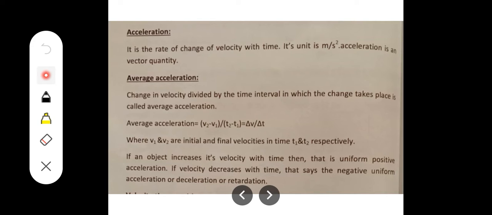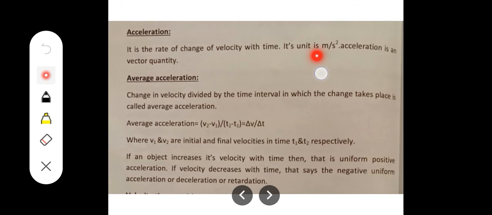Next, we have to see what is acceleration, or average acceleration. Definition-wise, it is the rate of change of velocity with time. Rate of change of displacement with time is what you call velocity. And if you calculate the rate of change of velocity with time, that is called acceleration.